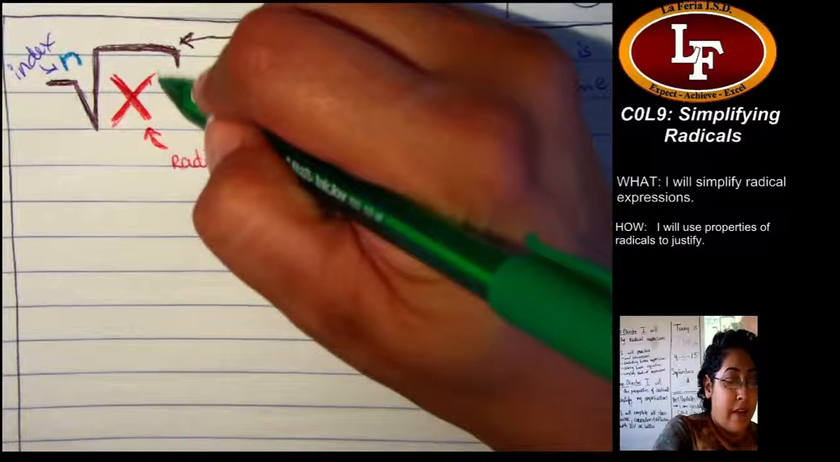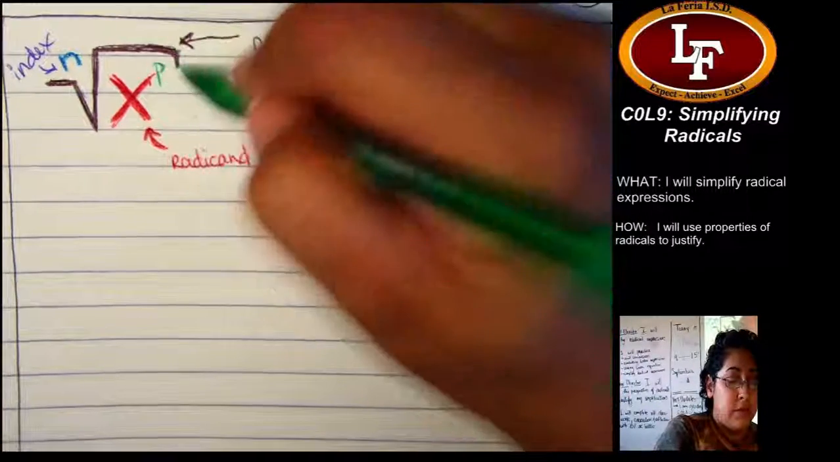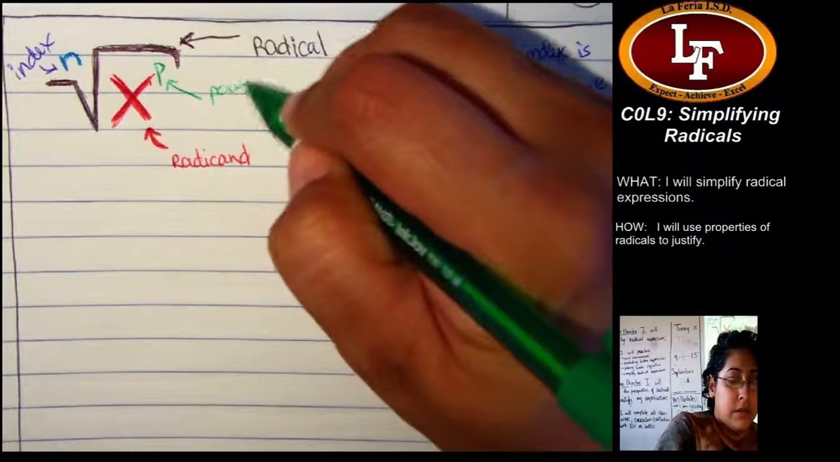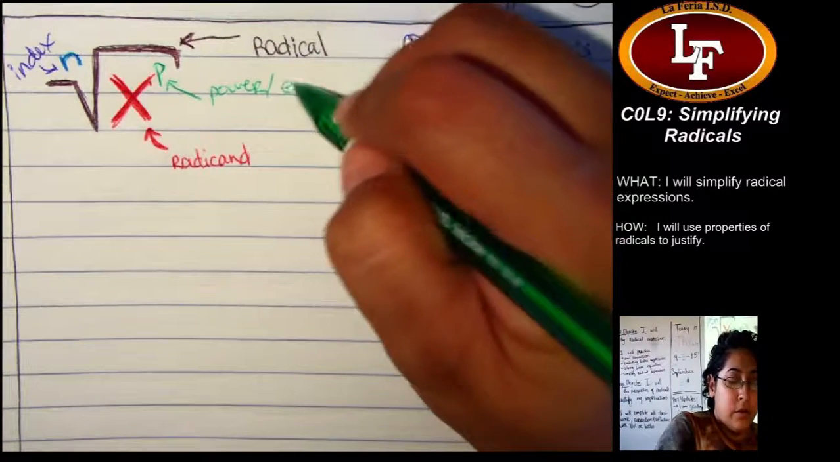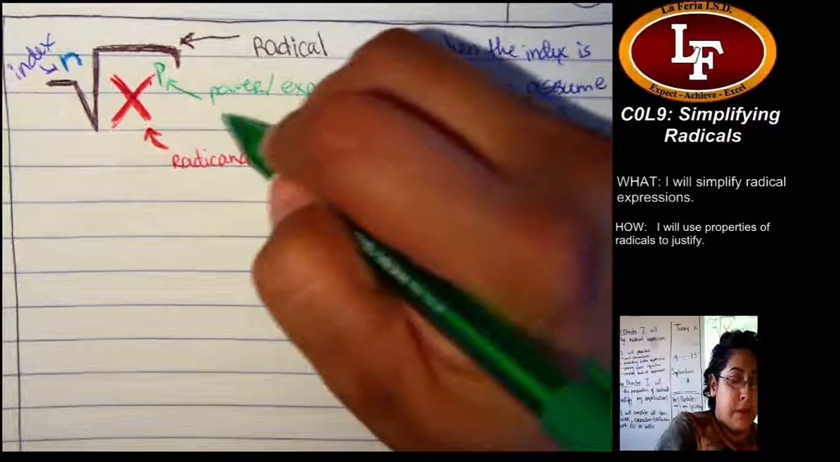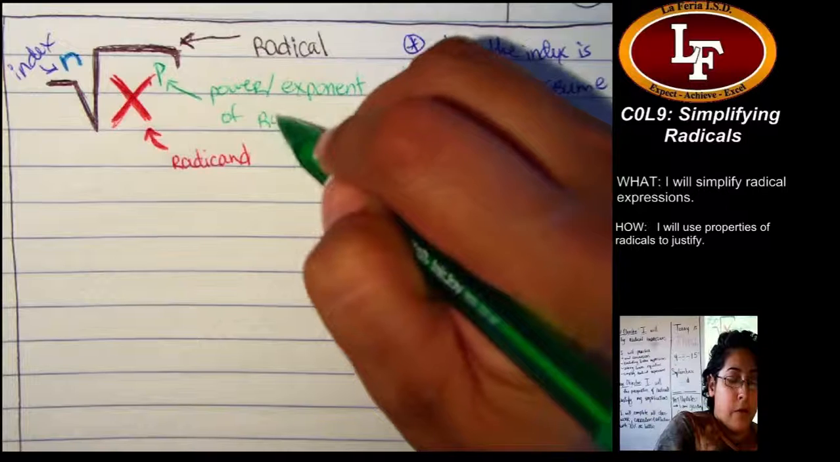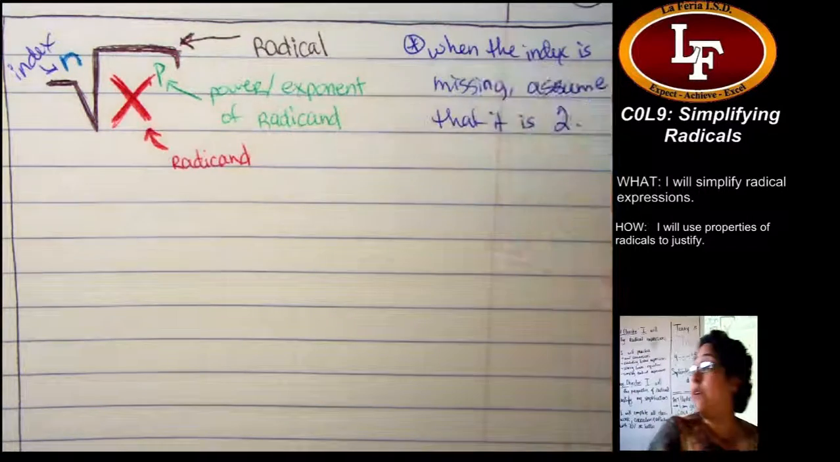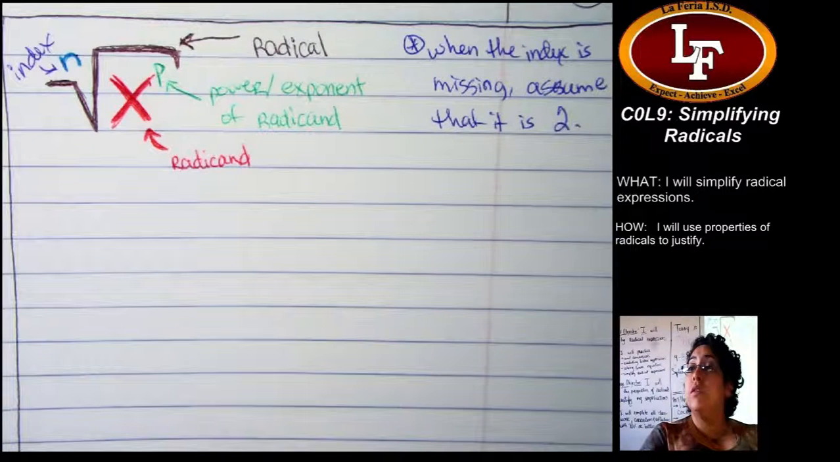Radicands are allowed to have powers and exponents. So we're going to signify that with a letter P to stand for power or exponent. And we're going to be very specific that that power or exponent belongs to the radicand. So, power or exponent of the radicand.